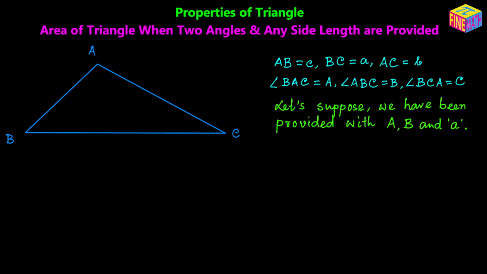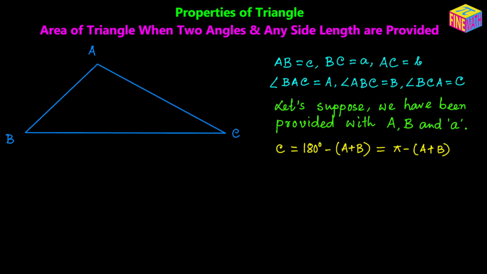Since we have been provided with two angles of the triangle, we can easily calculate the size of the third angle, that will be 180 degrees minus A minus B. Also we can write it as 180 degrees minus the sum of the two given angles. And if the angles are provided in radian units, then we can do the calculation like this. We can say then the third angle, which is C, will be equal to pi minus the sum of the two given angles.